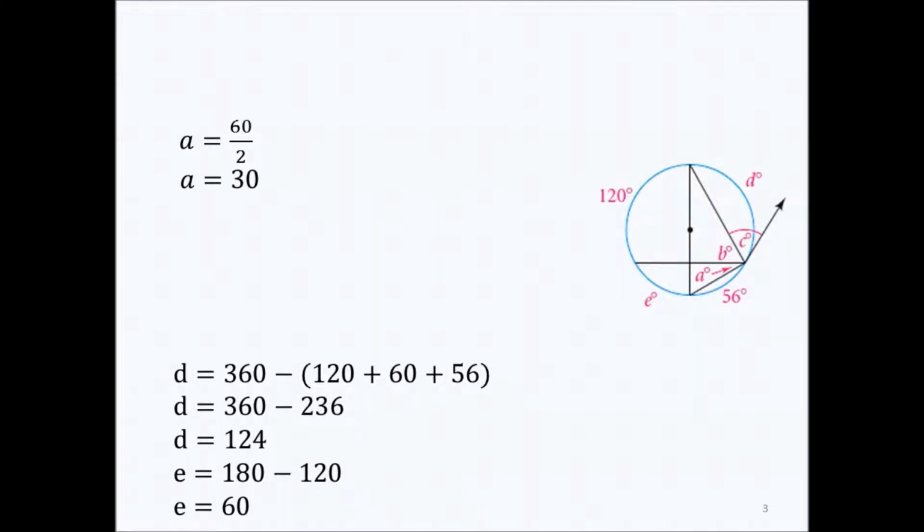The next thing that we're going to find is the measurement of angle B. Angle B is an inscribed angle because its vertex lies on the circle. The intercepted arc for angle B measures out at 120 degrees. Therefore, since we know the measurement of the arc, we can divide that measurement by 2 to get the inscribed angle. So 120 divided by 2 is equal to 60. The measurement of angle B is equal to 60.